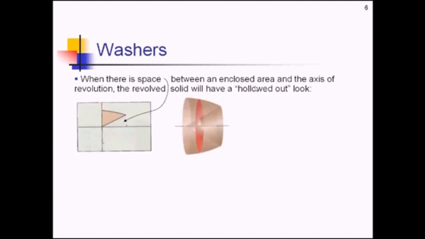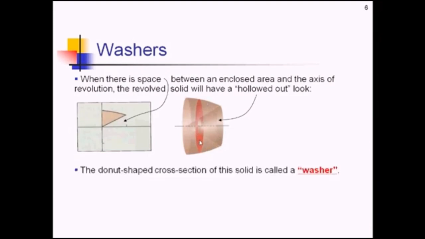We're going to end up with a hollowed out look because we have this kind of empty space in the middle of our solid. So how do we deal with that? Well, let's take a look at the cross sections because that's ultimately what we have to add together to get this whole volume. Our cross sections are no longer circles. We now have kind of a donut-shaped cross section, which in math terms we're going to call a washer. So here's a representation of a washer.